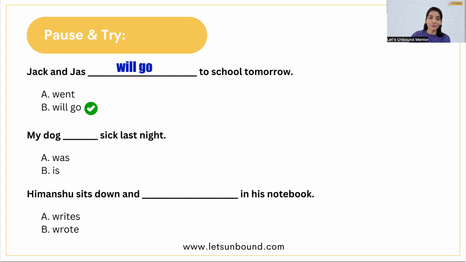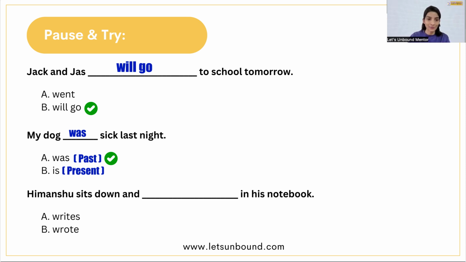Looking at the second example, my dog dash sick last night. So if we look at this sentence, it is talking about last night, which is past. Now look at the options. It is was and is. Was tells us about the past and is is a verb that tells us about the present. Okay. So the sentence is talking about the past, and that is the reason we will go ahead with was. My dog was sick last night.